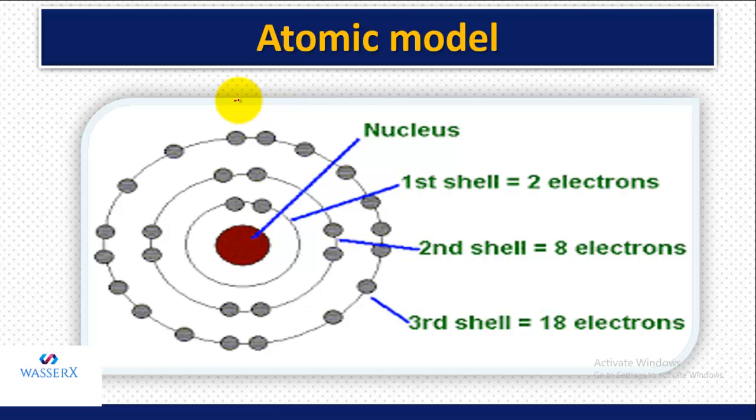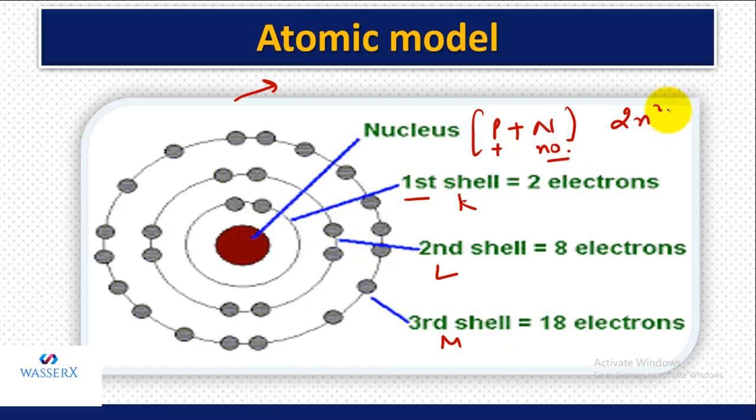So the Neil Bohr atomic model can be well represented like this. This is the nucleus, and the nucleus possesses protons and neutrons, positively charged and no charge, right? And around it we have shells. Shells can be first or K shell, second or L, M, and so on. And in shells, the electrons are filled according to the Bohr-Bury rule, which is 2n squared.